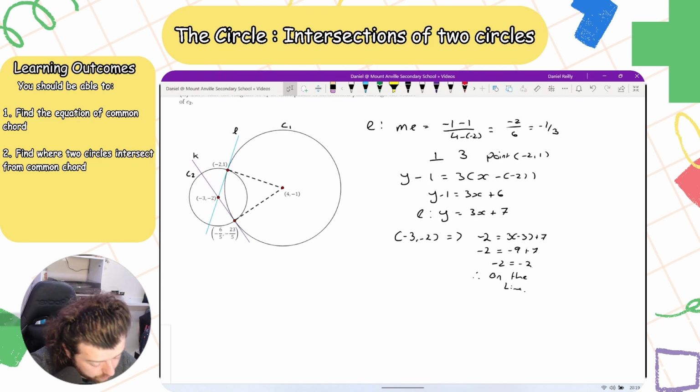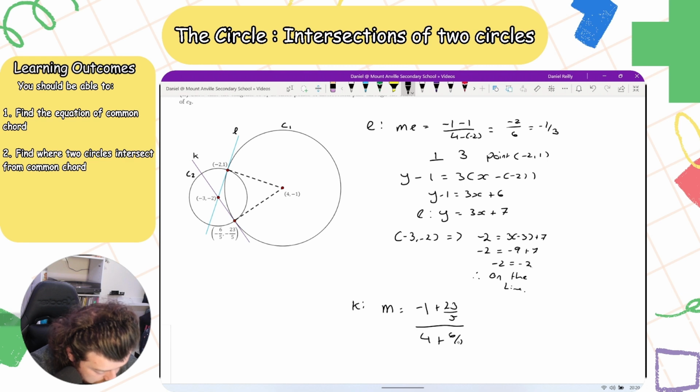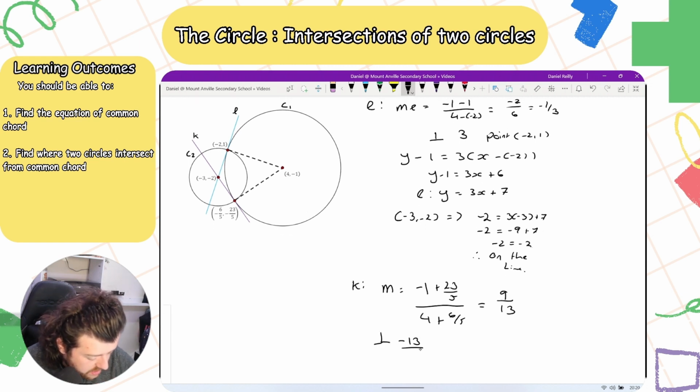Right, now line K, and I imagine line K would be a bit more tricky. So for line K, I need to find the slope between this point of intersection, minus 6 over 5, minus 23 over 5, and 4, 1. So my slope is equal to minus 1, minus negative 23 over 5, so it's going to be plus 23 over 5, all over 4 plus 6 over 5. Put all of that in our calculator, and we get 9 over 13. Therefore, my slope is going to be minus 13 over 9. Right, minus 13 over 9.